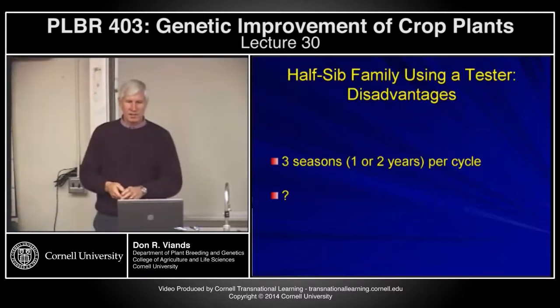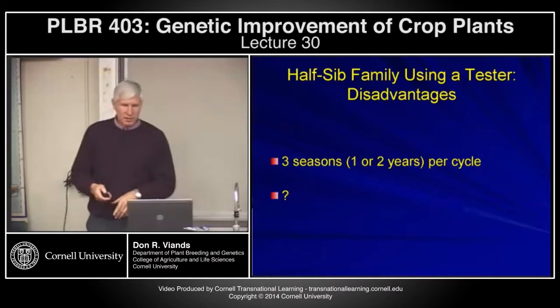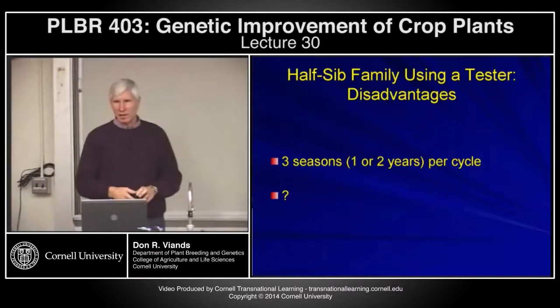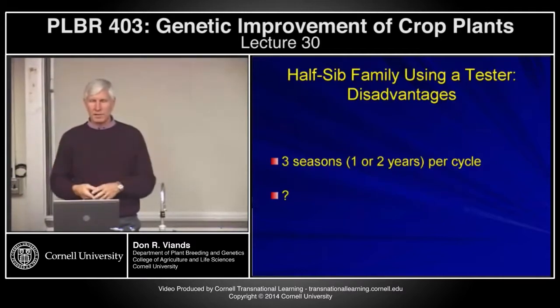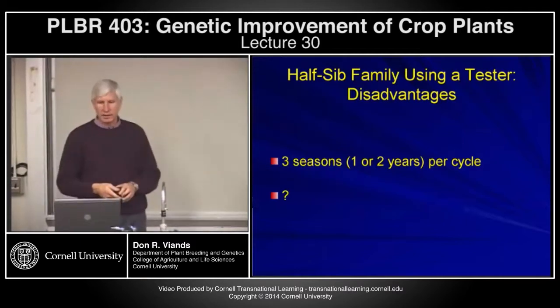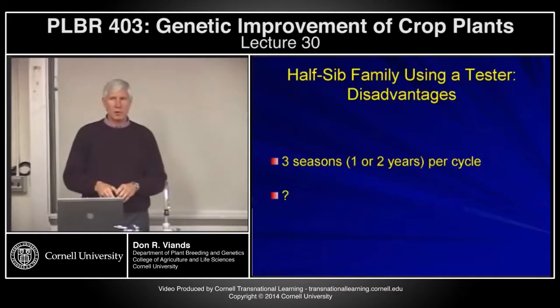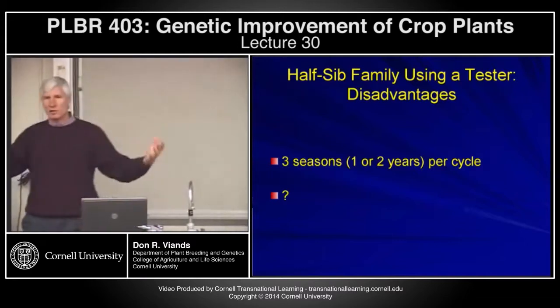It's a lot of work, which is what my question mark is there. Plus, it takes 3 seasons to accomplish. Okay, but again, you might be able to get it done in 2 years if you can get two seasons worth of seed production done at a winter nursery there. But it is a lot of work because both types of progenies you have to do by hand. You have to make the test cross by hand.